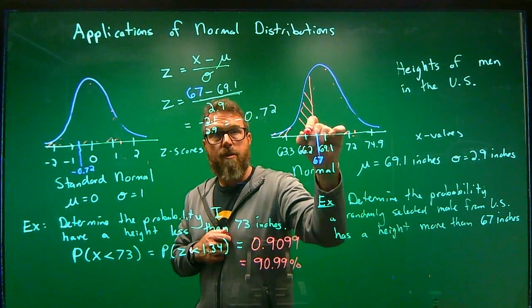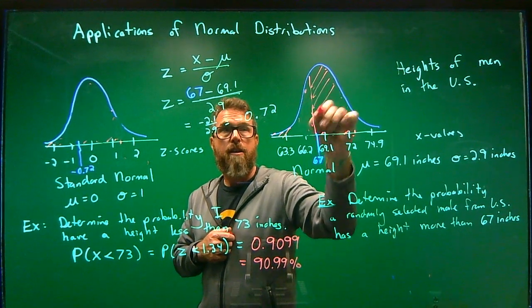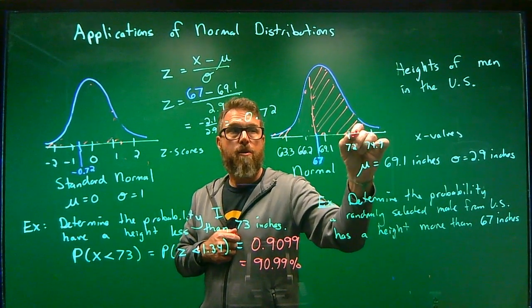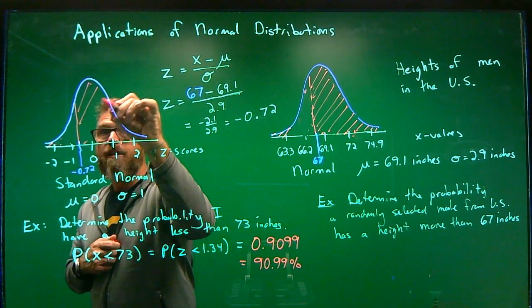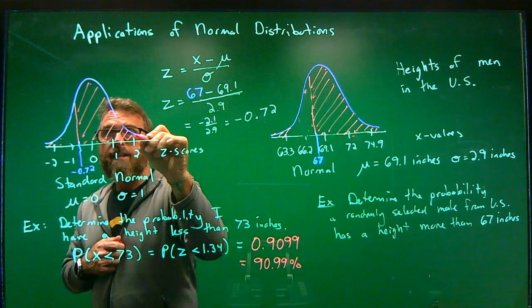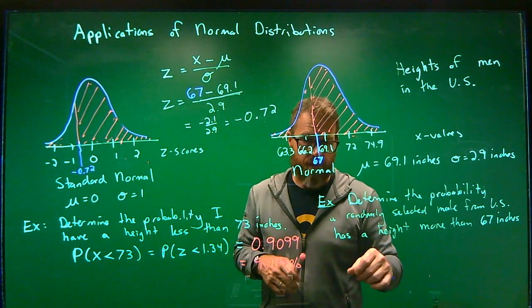What is the cumulative area to the right? Actually, not the cumulative area to the left, but to the right. So I'm looking for this. Very similar, I'm looking for more as opposed to less. So what's the probability that a randomly selected male has a height greater than 67 inches?